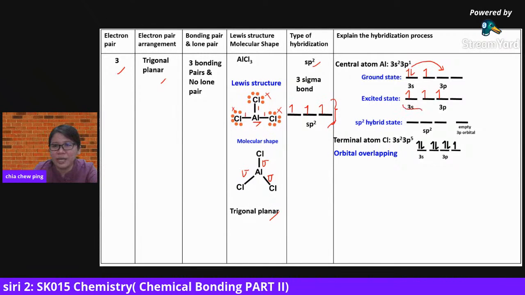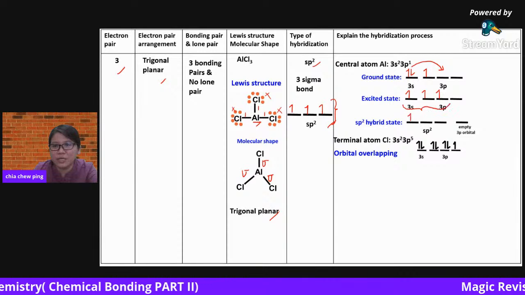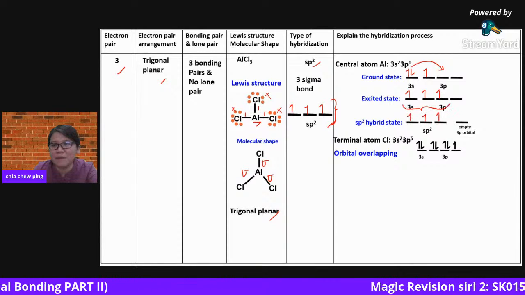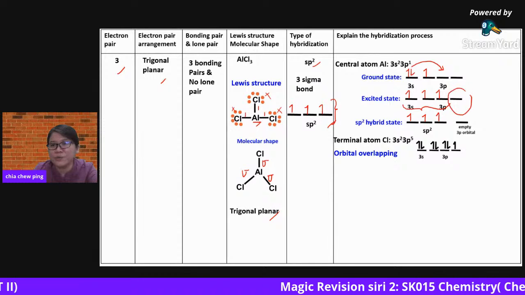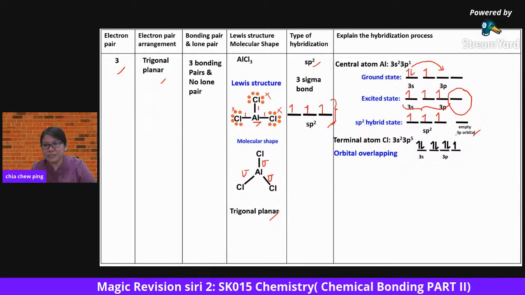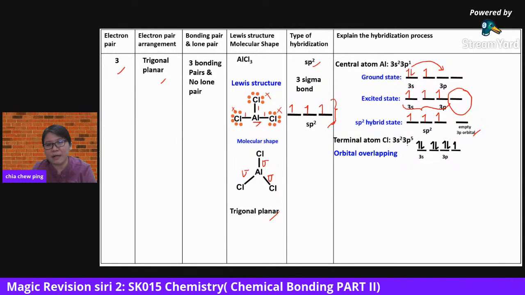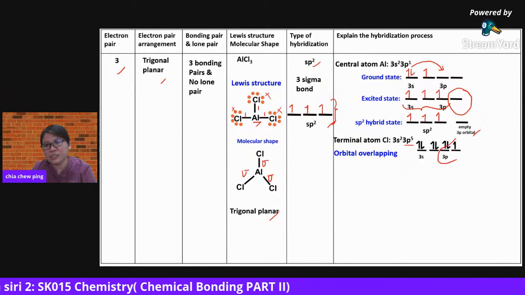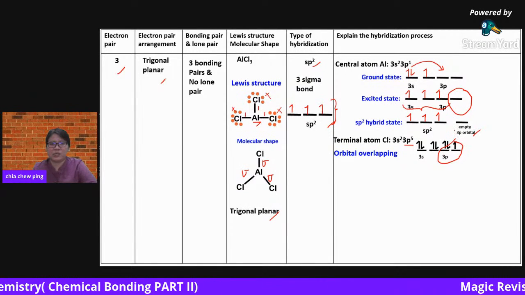So I mix the s and p2. So sp2 together become the sp2. And this part not involved in the hybrid, we call the empty 3p orbital. Okay, how about the terminal? The terminal is chlorine, which comes from 3p5. So this is the unpaired electron we will be using later on.